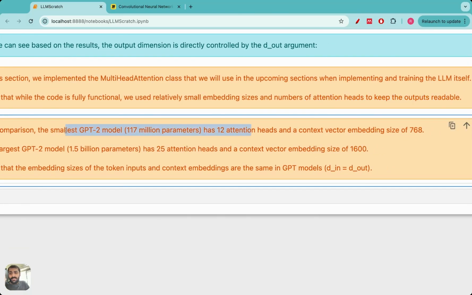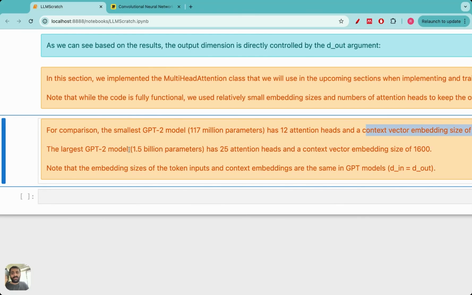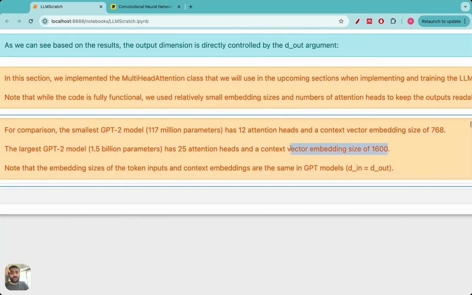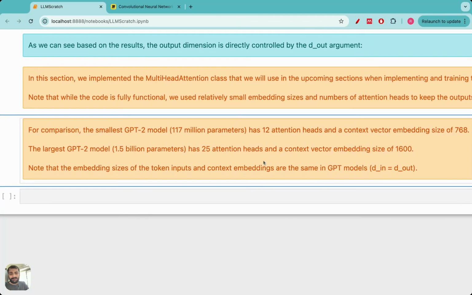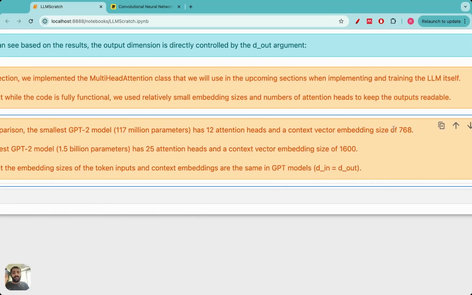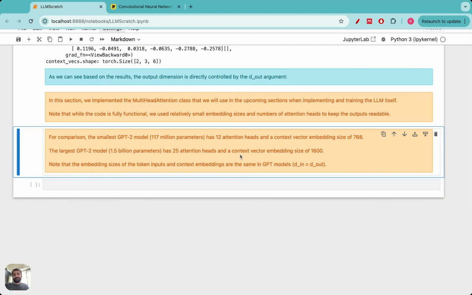The smallest GPT-2 model had 12 attention heads and a context vector embedding size of 768. The largest GPT-2 model had 25 attention heads and a context vector embedding size of 1600. And GPT-3 has even higher. The GPT-3 largest model has 96 attention heads, I think. And generally in GPT models, D in is equal to D out. In the example which we saw, D in was equal to D out equal to 6. But here the D in and D out are much larger, around 768, etc.